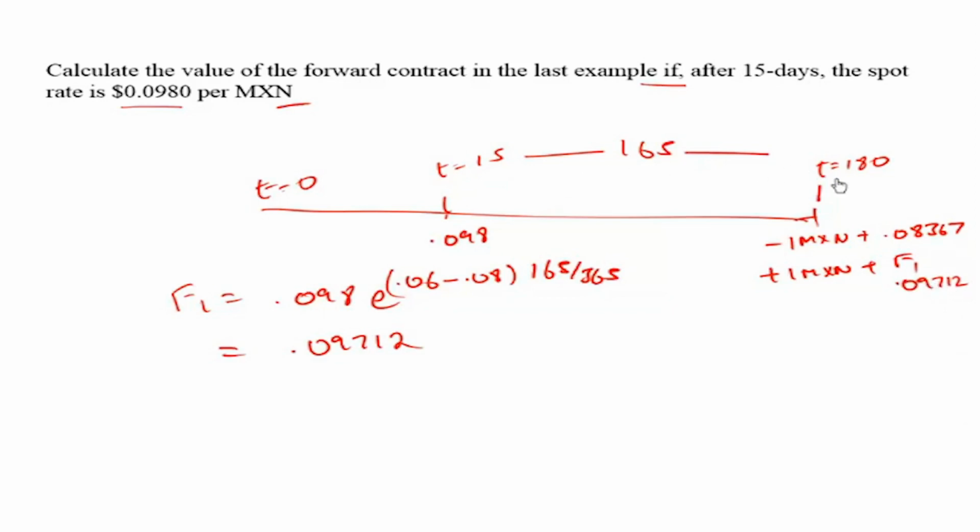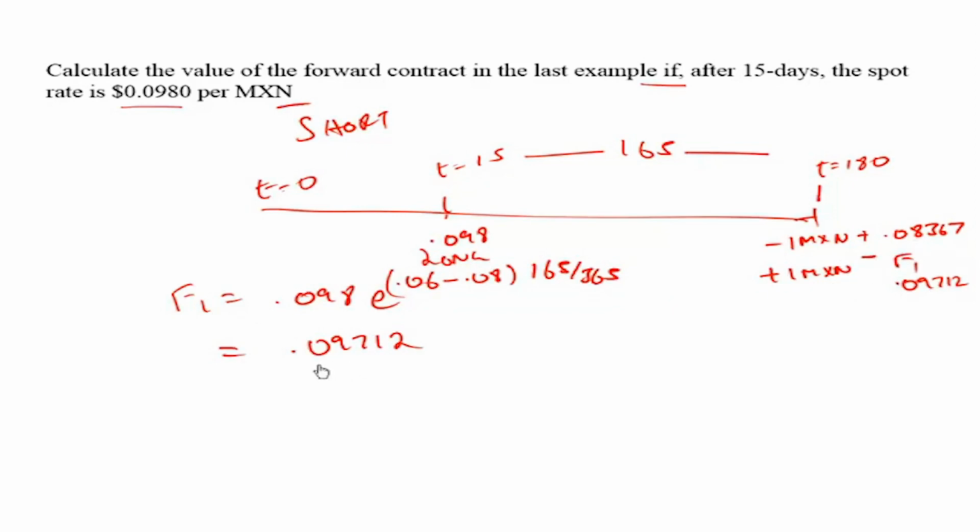So at t equal to 180, he will long, or he is short. We are computing the value to the short now. He's selling 1 Mexican peso for 0.08367 US dollars. He will long 1 Mexican peso for 0.0971 USD. So by entering this long contract at t equal to 15, has he fixed his profit?